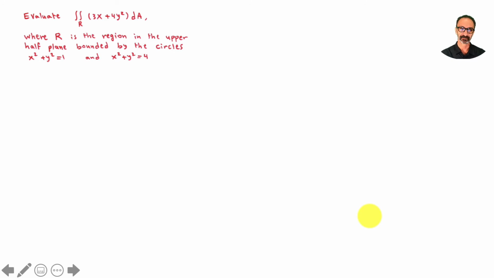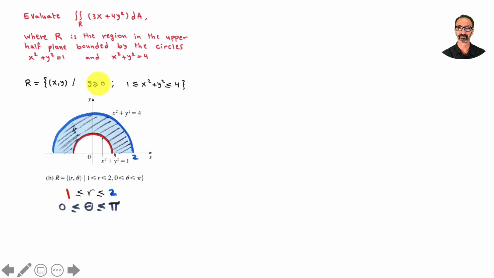Here's an example. Double integral, evaluate. They're not saying volume, they just want to practice. So the function is 3x plus 4y squared, and we have dA, where R is the region in the upper half plane bounded by the circles x squared plus y squared equals 1 and x squared plus y squared equals 4. Well, we know this. We saw this before. So we are between 1 and 2 as radius, and we are above the x-axis. So it's this graph.